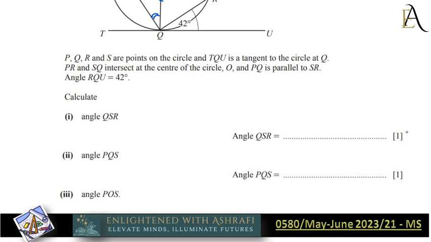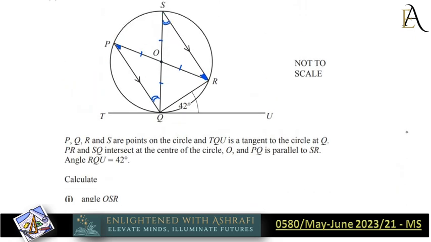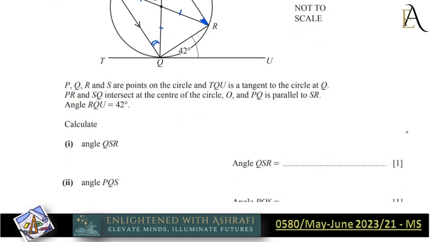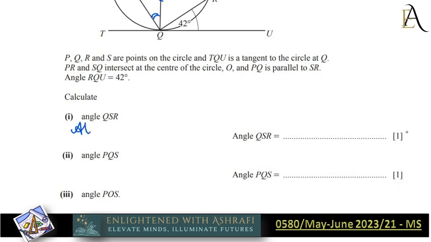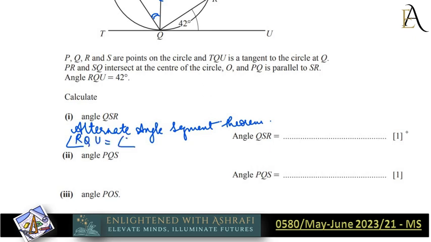Okay. So the first one we have to find is angle QSR. QSR uses the alternate segment theorem. So by the alternate segment theorem, we get angle RQU is equal to angle QSR, which is equal to 42 degrees.